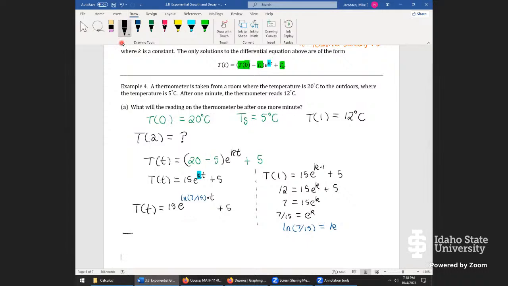Let's calculate the temperature at time 2. It dropped fast at first. It can't drop fast forever. The temperatures would become negative pretty quickly. But at a t value of 2, we'll get 15 e to the power natural log of 7/15 times 2, plus 5.